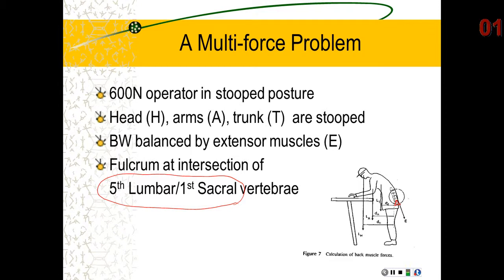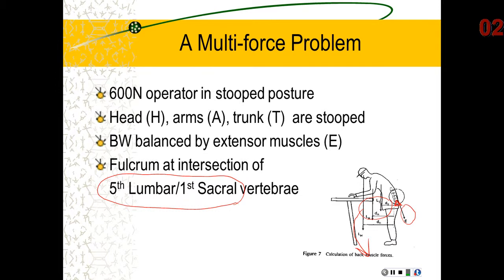We're going to consider the body weight associated with each of these body segments: your trunk, your arm, your head. You can see that that'll cause a counterclockwise moment about the L5-S1 vertebrae. To counteract your body weight, there has to be some muscles acting, in this case extensor muscles acting behind the spine, to counteract this motion. Otherwise your body would just flop forward. Okay, so we're looking at the balance between all of these forces.